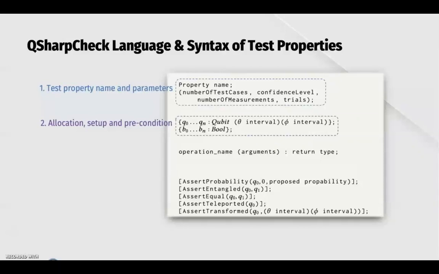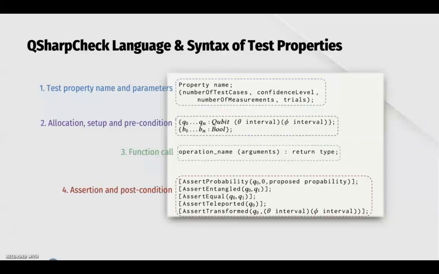In the next part, the exact signature of the QSharp program operation under test is provided. Ultimately, based on the program under test, any combination of the built-in assertion methods is used. We have provided several assertion methods in QSharpCheck.